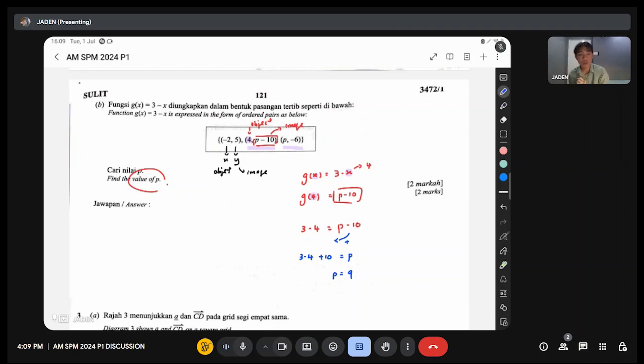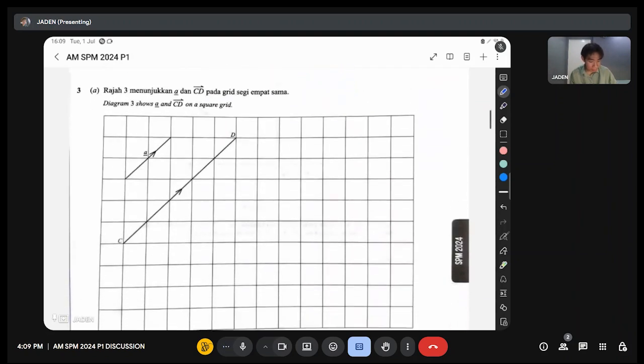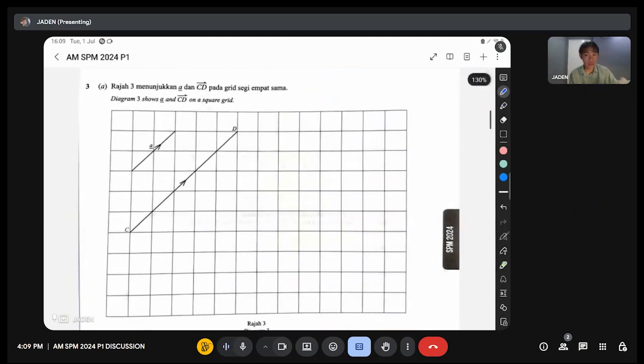Okay, and that will be your answer for question B. All right, I hope you are clear so far. So that will be your question 2B answer. Let us move on to number 3, okay? Now, number 3, it's about vector. You learned this in your Form 4 Chapter 8.